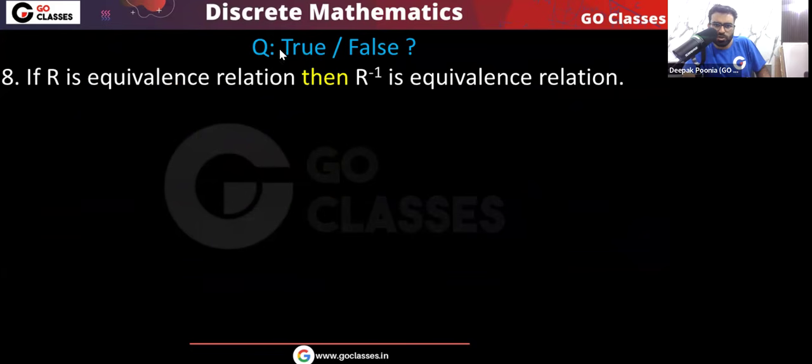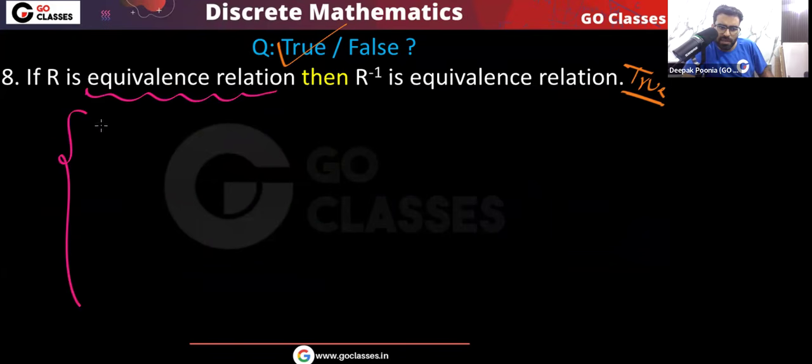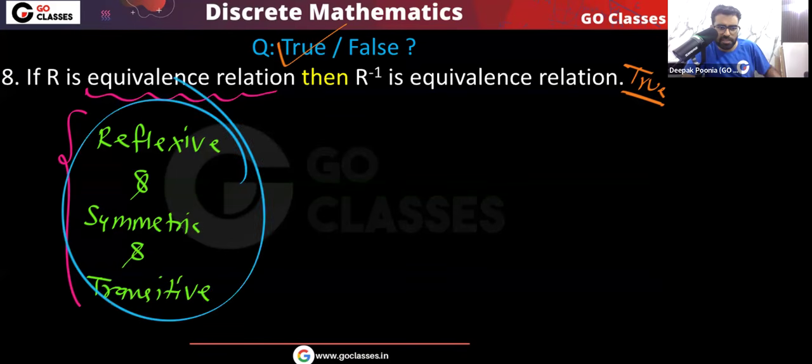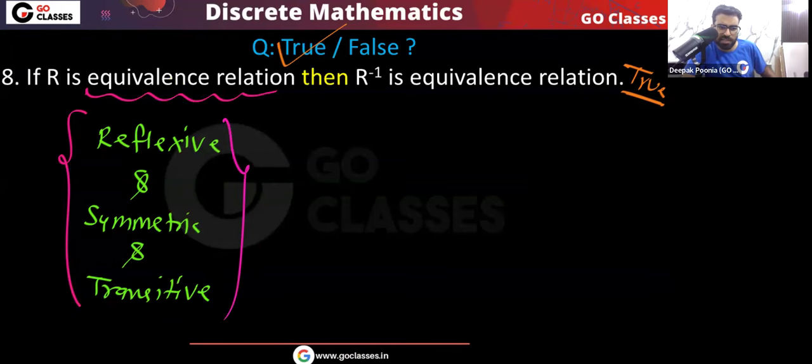Yes, this statement is also true. And there is nothing to prove here, because notice the definition of an equivalence relation. If R is an equivalence relation, it means this relation R is reflexive, and symmetric, and transitive. This is the definition of an equivalence relation. If a relation satisfies all these three properties, reflexive, symmetric, and transitive, then that relation is called an equivalence relation.